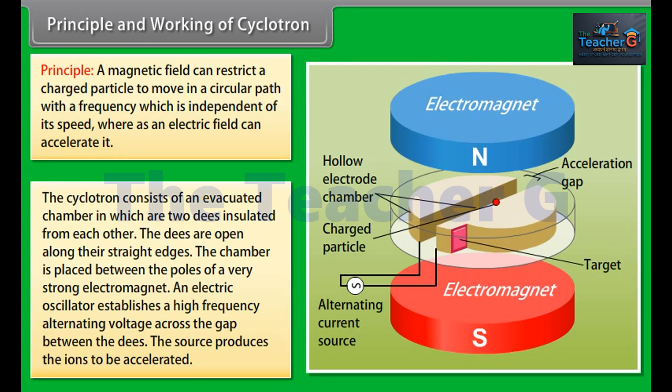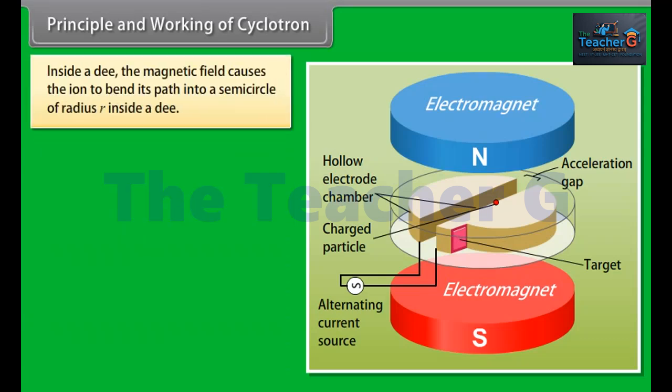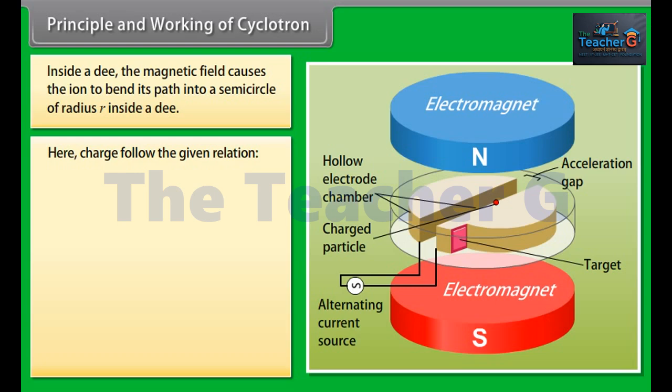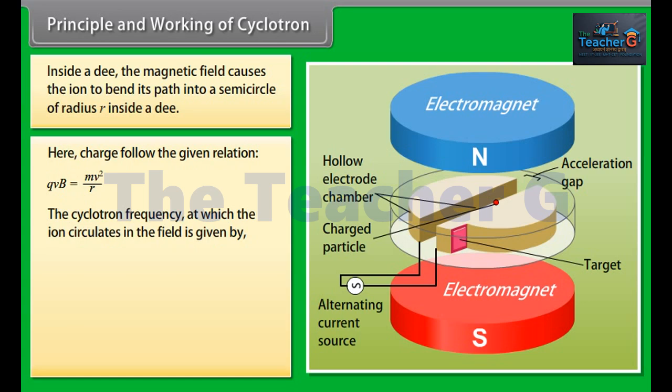Suppose an ion with a positive charge Q and mass m is at the center of the gap when D1 is at negative potential with respect to D2. The ion is accelerated across the gap by the electric field between the Ds towards D1. Inside a D, the magnetic field causes the ion to bend its path into a semicircle of radius r. Here, the charge follows the given relation: QvB = mv²/r. The cyclotron frequency at which the ions circulate in the field is given by QB/2πm.